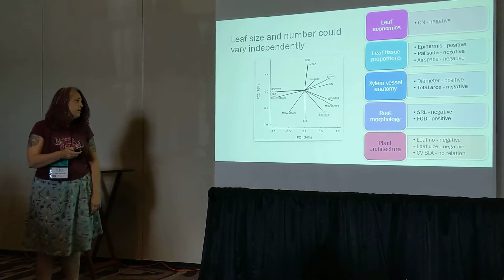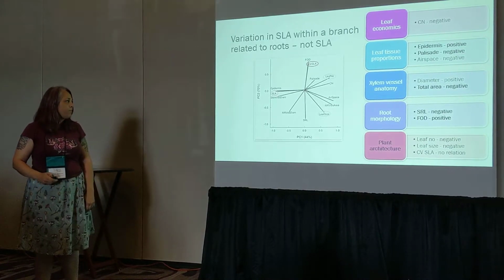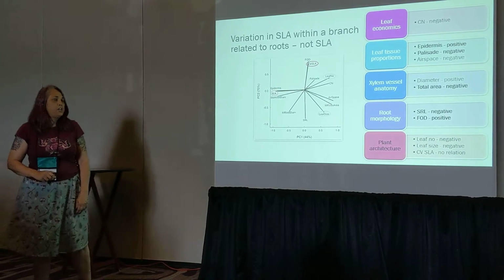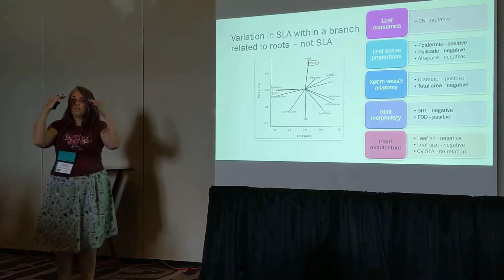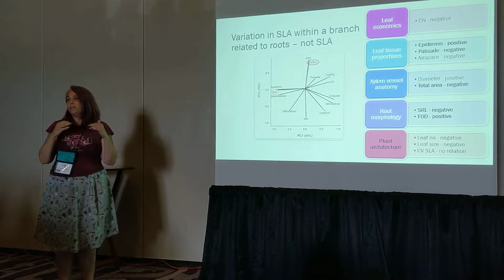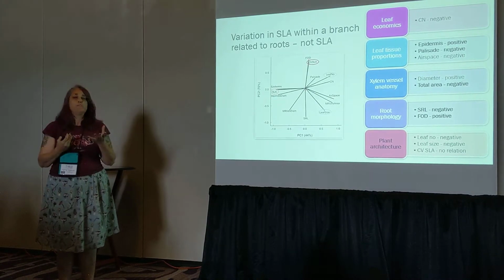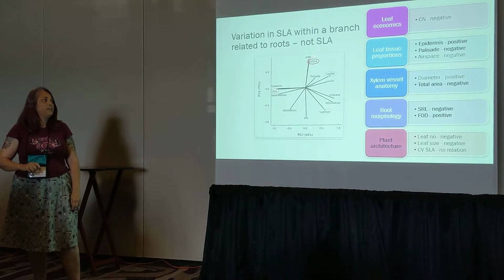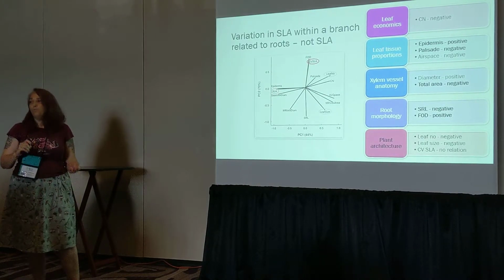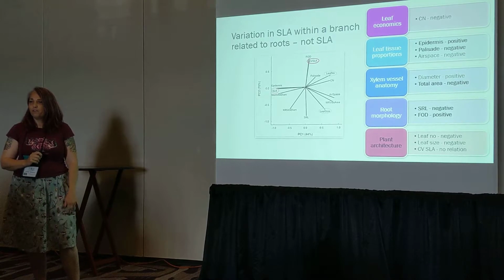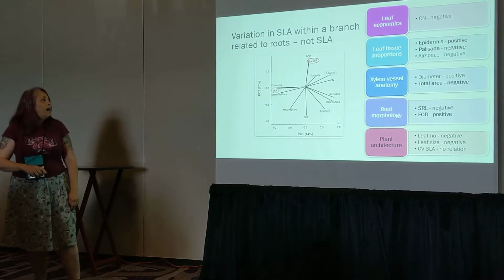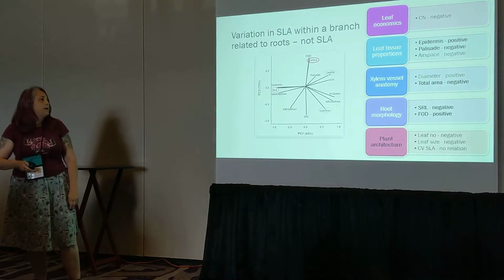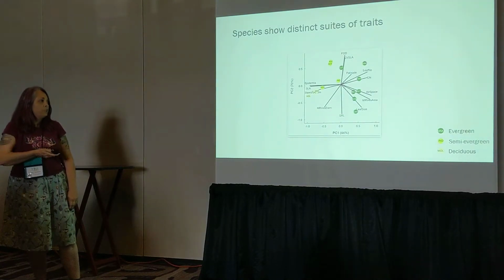But this is my favorite result, actually. What we did is we measured variation along the branch in SLA, and we calculated the variance using the coefficient of variation. And what do you say when I say that this variation in SLA is really perfectly correlated with first order root diameter? So I would say we need to keep expecting the unexpected.